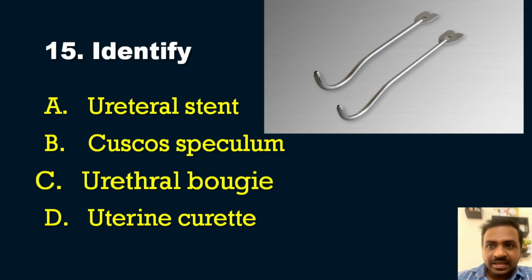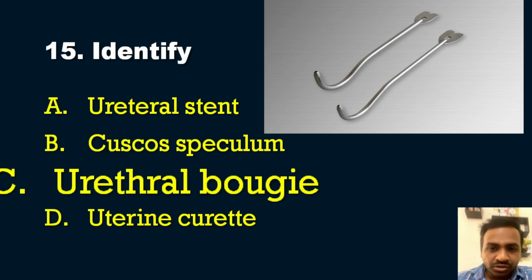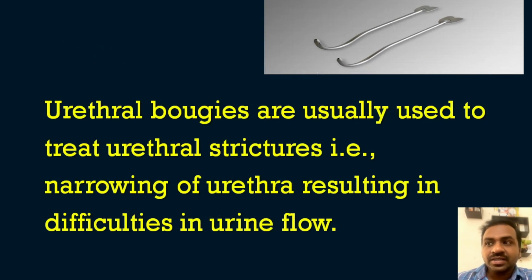So this is option C, urethral bougie. You have heard about the bougie for endotracheal intubation. So this is for the urethra. What is the purpose? The urethral bougies are usually used to treat urethral strictures. To open the urethral strictures, we use these urethral bougies, and a stricture, you know, is a narrowing of the urethra resulting in difficulties in urine flow. So this is a urethral bougie.